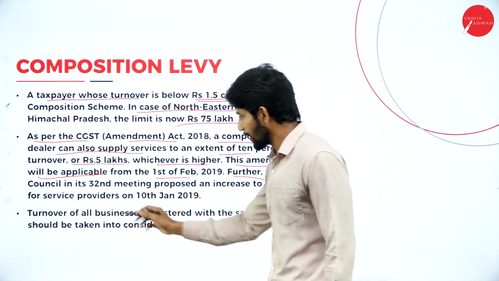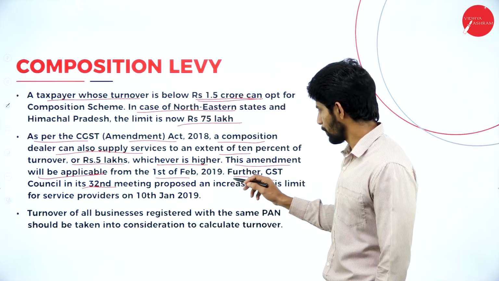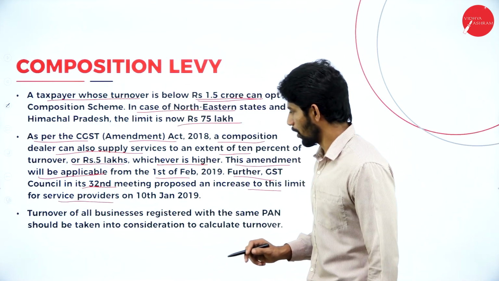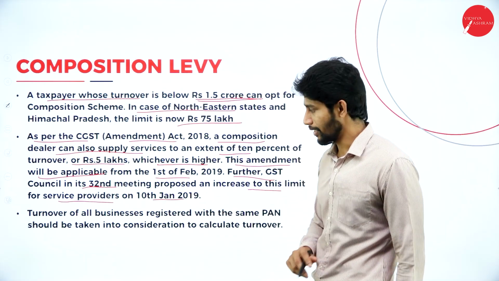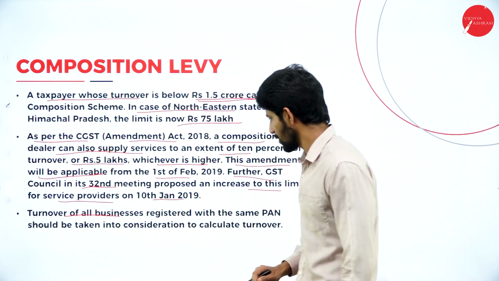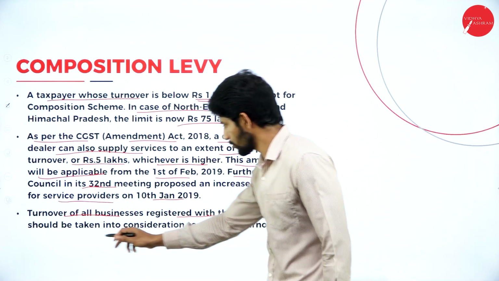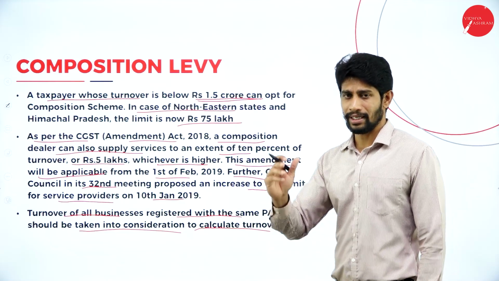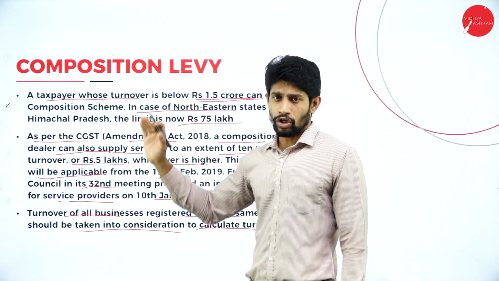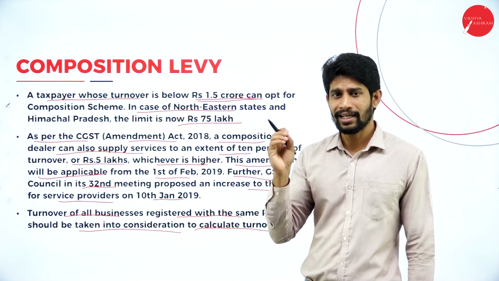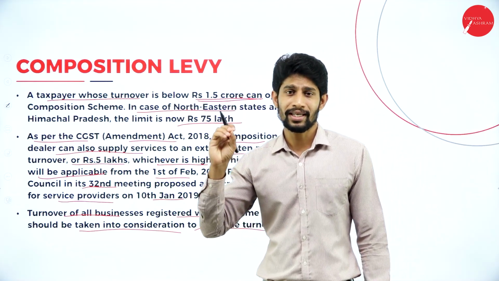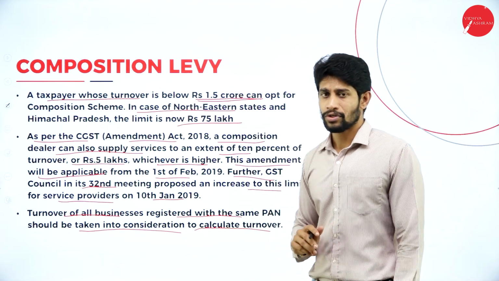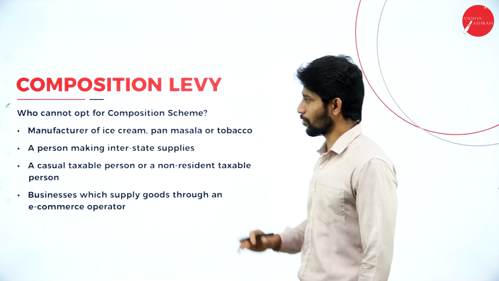Further, the GST Council in its 32nd meeting proposed an increase to this limit for service providers on 10th Jan 2019. The turnover of all businesses registered with the same PAN should be taken into consideration to calculate the turnover. Yes, for the composition levy scheme, the turnover should be less than 1.5 crore, and for northeast states it is 75 lakh. So they can opt for the composition levy scheme. What is the benefit they are going to get if they opt for it?